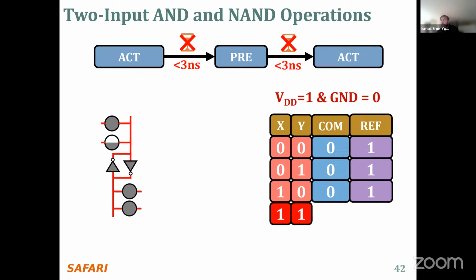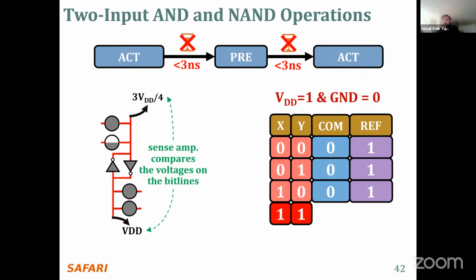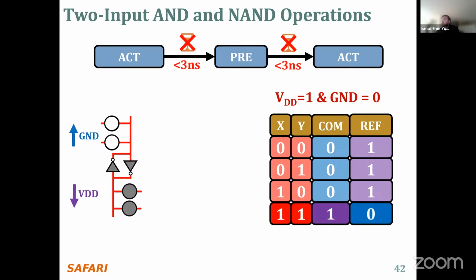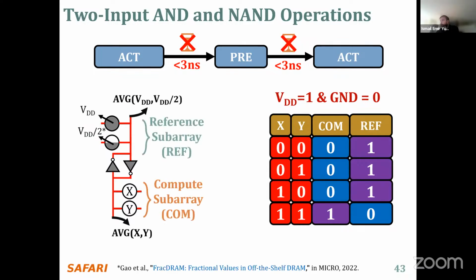And for the last case, where X and Y are 1, the compute subarray's bit line is VDD, which is higher than 3 VDD over 4. As a result, the compute subarray has 1, and the reference subarray will have 0. As you can see in the truth table, the compute subarray cells become the AND of X and Y. The reference subarray becomes the NAND of X and Y. As a result, we can implement these 2 input AND and NAND operations.